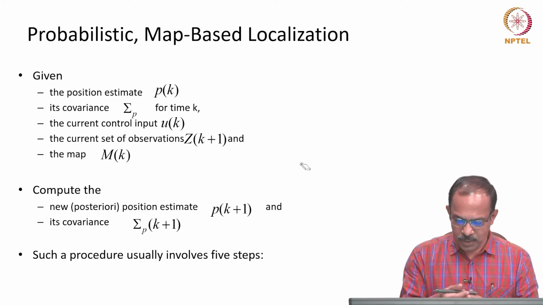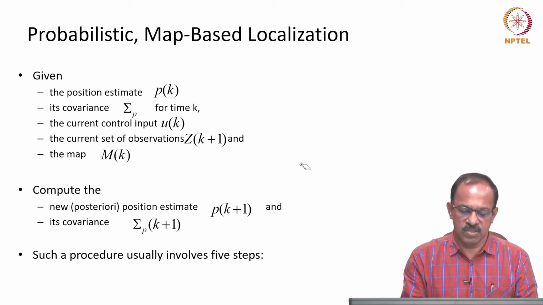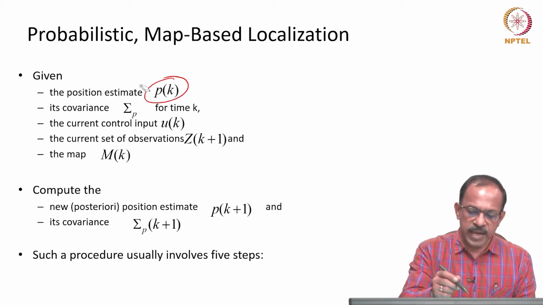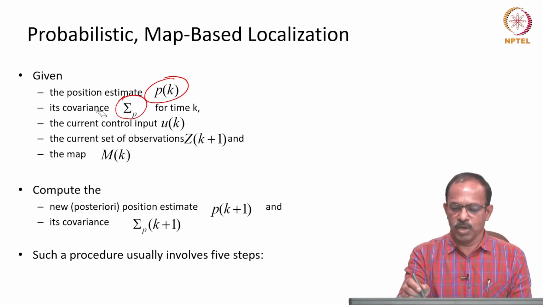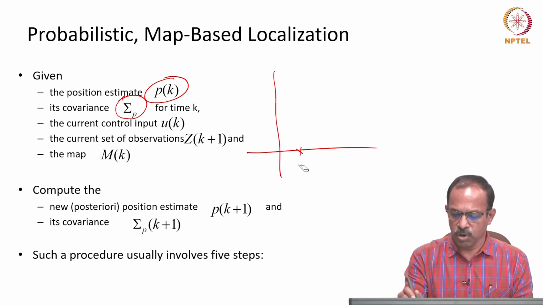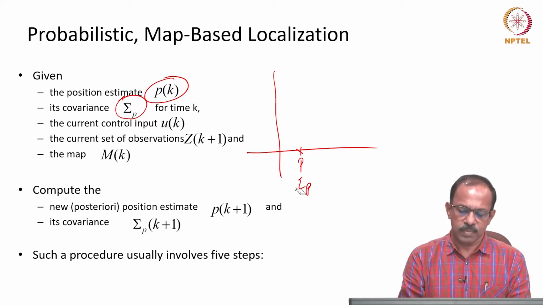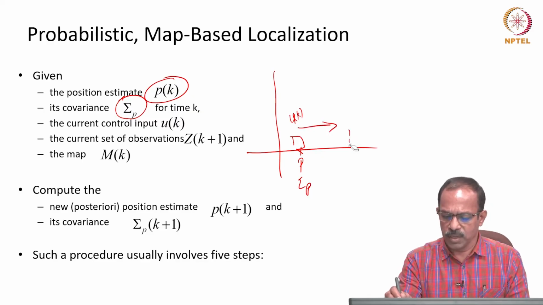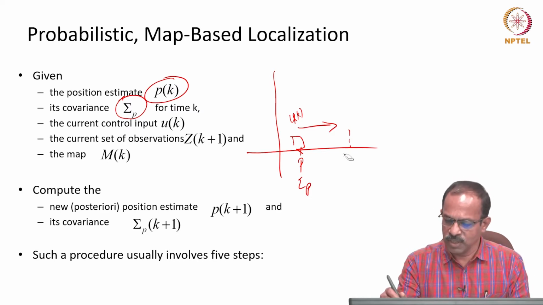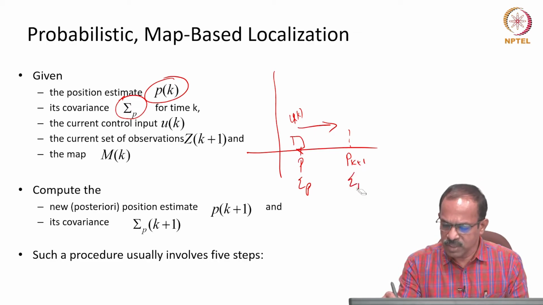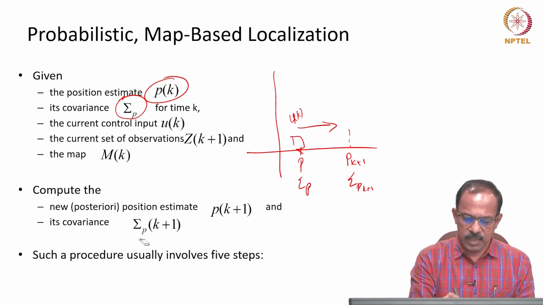So, just to give you an update on what we discussed in the previous class. We have a position pk, the previous position estimate, and its covariance given. So, the robot is initially at one location and its position pk and its covariance sigma p is known. From this position the robot is given a control input uk and it moves to the new position pk plus 1, and it will have a covariance sigma p k plus 1. So, that is basically this one.